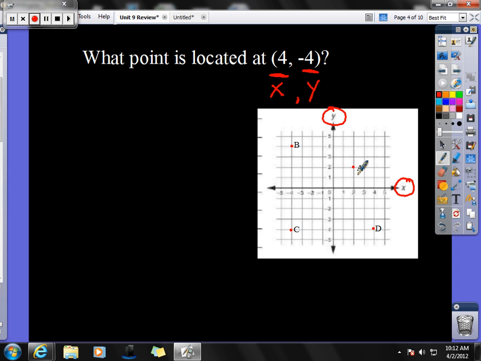So when I'm graphing this, I need to make sure I go to positive 4 on the x-axis first, which is right there, and then I need to go to negative 4 on the y-axis. That leaves me with D as my point that is located at (4, -4). And just in case you're ever wondering, this is going to be in quadrant number 4. Remember, it was quadrant 1, quadrant 2, quadrant 3, quadrant 4.